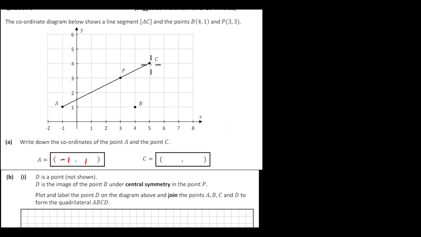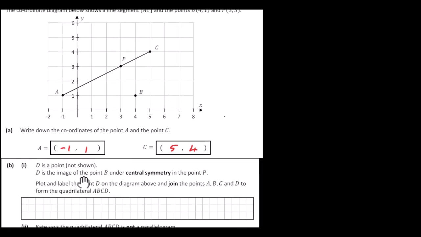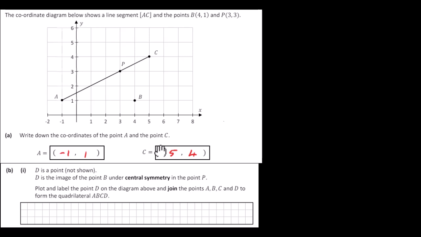And C is this point up here, so you go out the x-axis 5 and you go up 4 on the y-axis, so it's (5, 4). So easy enough to start with. D is a point that's not shown. D is the image of the point B under central symmetry in the point P. D is some point up here. It's the image of this point here under central symmetry in the point P.